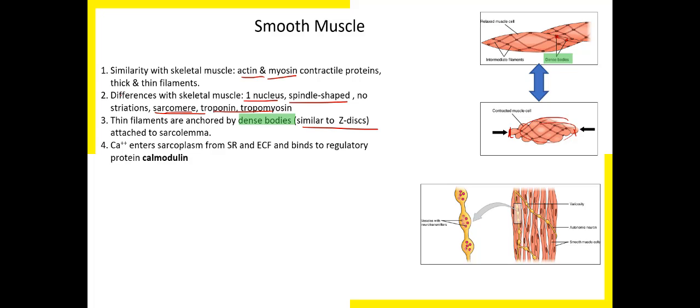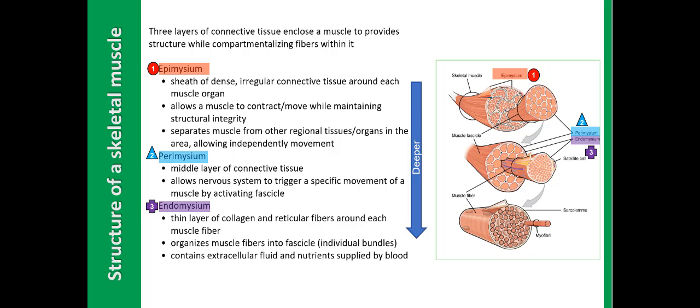Smooth muscle also requires calcium to enter in. But when calcium enters in from the sarcoplasmic reticulum and the extracellular fluid, it binds to the regulatory protein calmodulin. And we'll talk about this more as we progress on in the lecture. So you can see here, this is the length of a relaxed smooth muscle cell. It's that long. And then when it contracts, it shortens, right? So that's it. The rest of the lecture is going to be dealing with skeletal muscle.